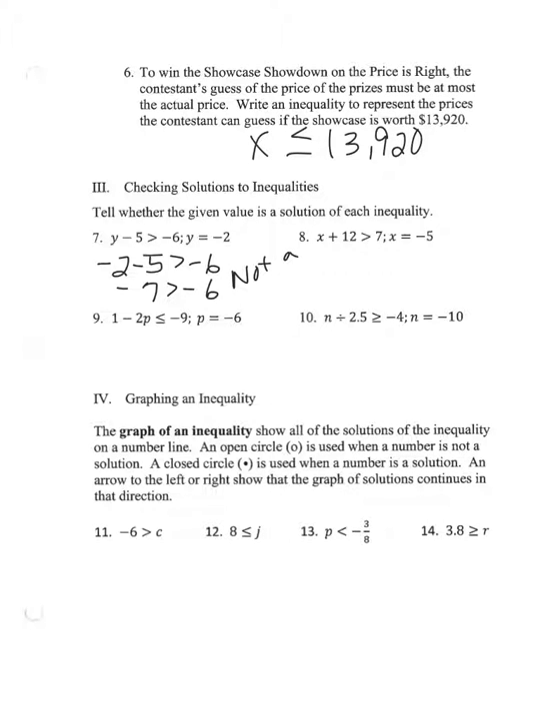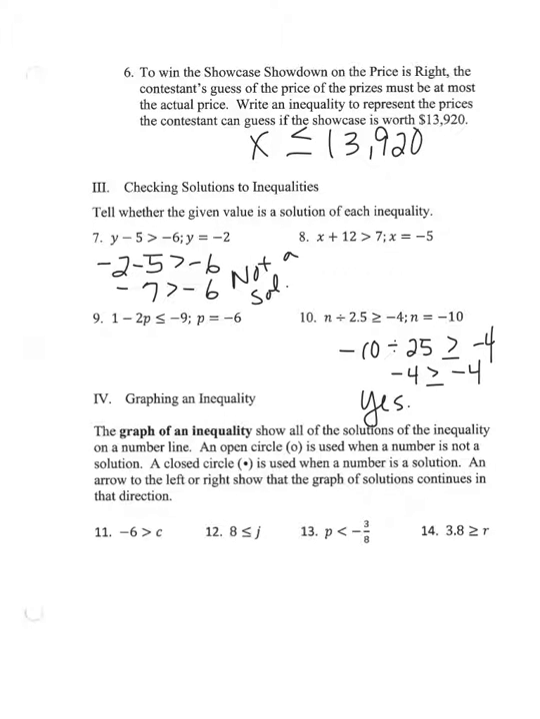So not a solution. If you plug in, let's just look at number 10, n divided by 2.5 is greater than or equal to negative 4. So can n be negative 10? So negative 10 divided by 2.5 greater than or equal to negative 4. Well, negative 10 divided by 2.5 is negative 4. Greater than or equal to negative 4. And yes, this is a solution because although it's not greater than negative 4, it is negative 4.